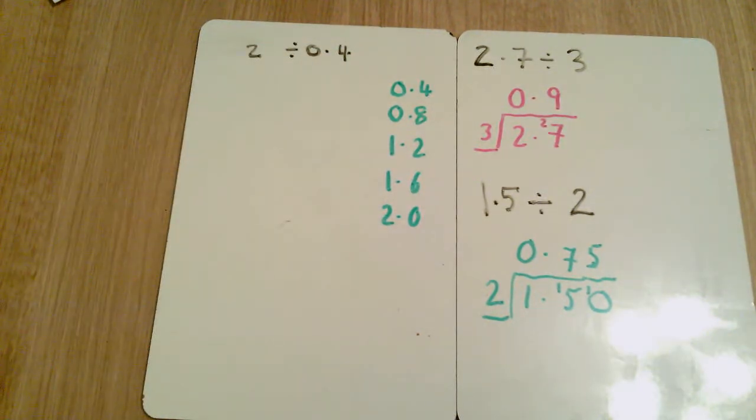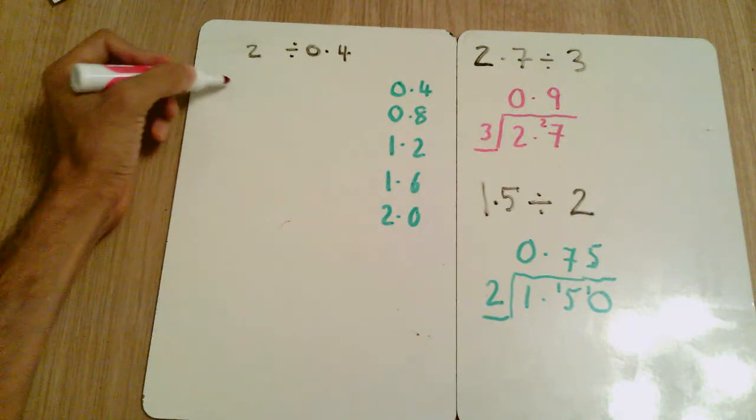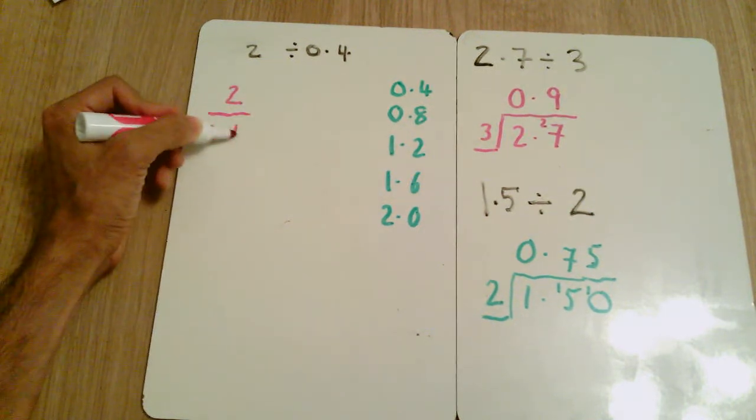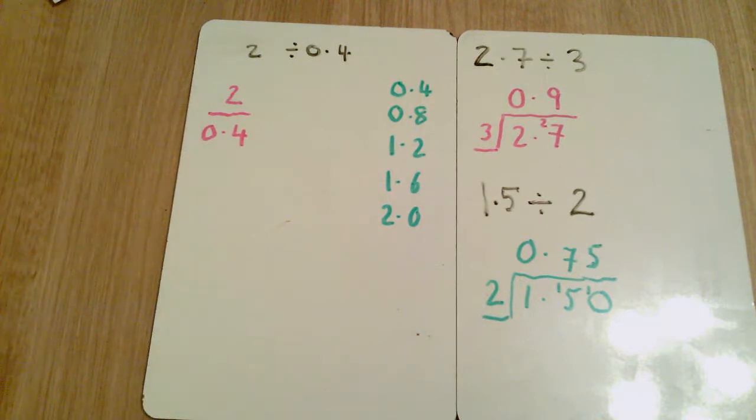But that won't always work, and it's quite long-winded to do. So we need another method to make this easier for ourselves. The method we use is based along the lines of equivalent fractions. What I'm going to do is write 2 divided by 0.4 as a fraction, with 2 as the numerator and 0.4 as the denominator, with this line here, the vinculum, meaning divide.